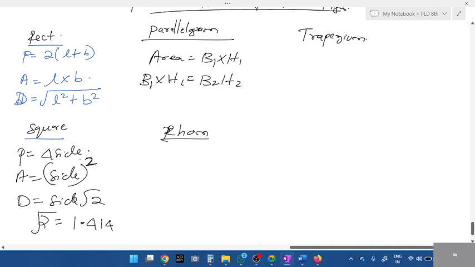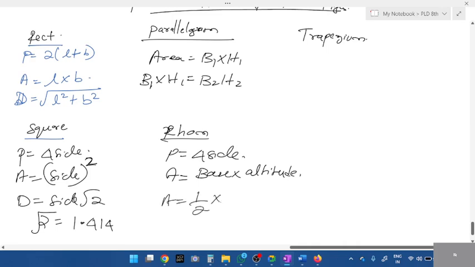What is rhombus? Rhombus is similar to square. Perimeter is 4 into side. Area? Very good. Rhombus, we have two formulas. Sometimes they'll give altitude, students. Then the formula is base into altitude. Sometimes they'll give diagonals. If they give diagonals, half into D1 into D2.